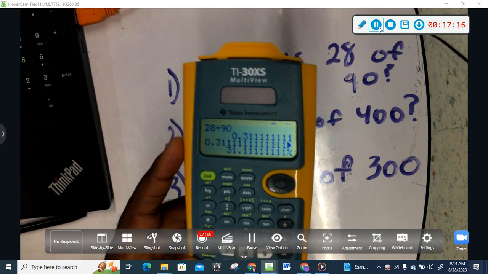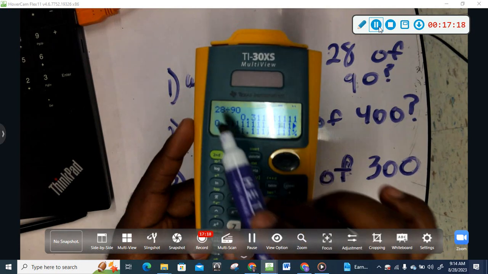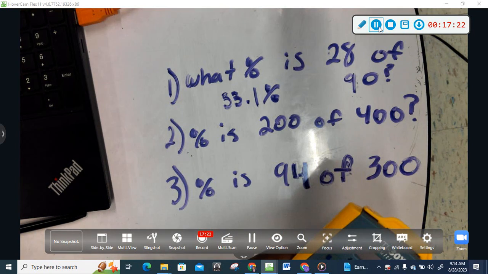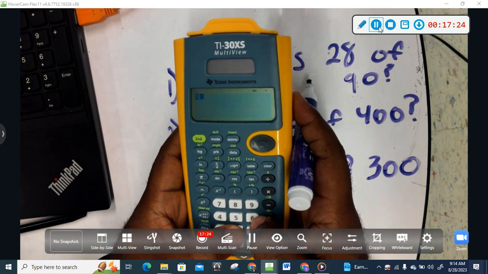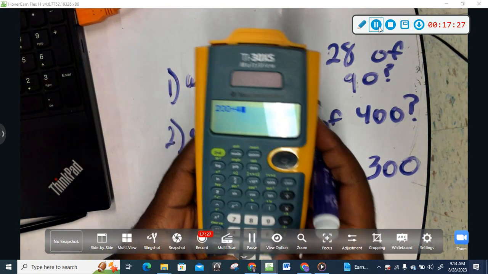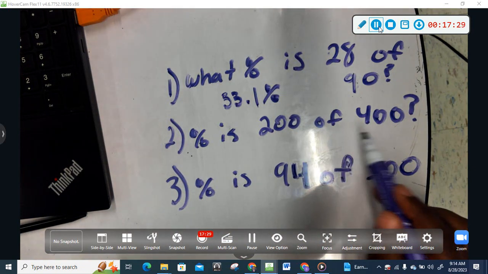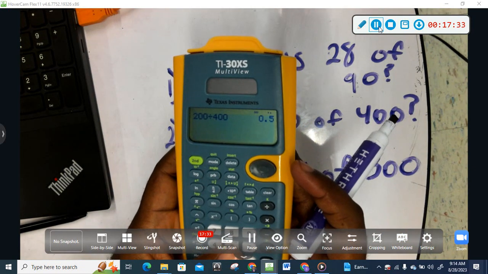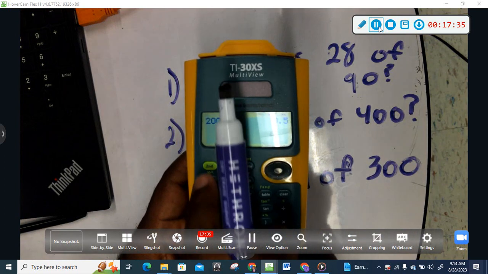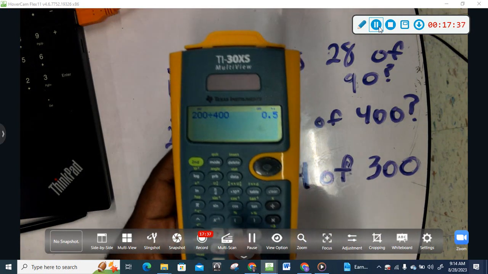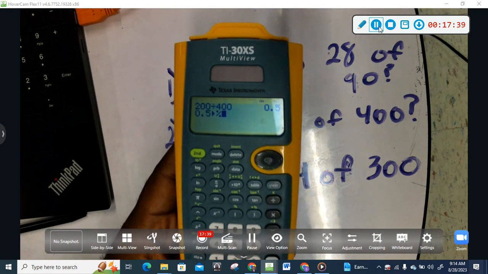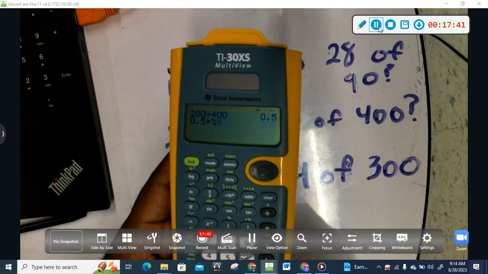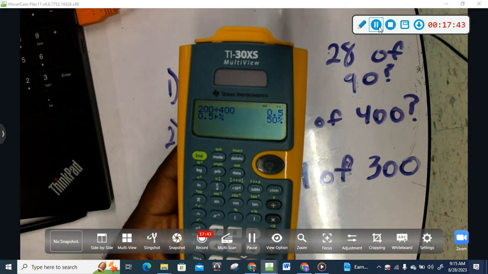Alright. So set it up as a fraction. And then we did second, right parenthesis. Next one. 200 divided by 400, because it says 200 of 400. Hit enter. And then to convert this to a percentage, we hit second, and then the right parentheses to get convert to percentage. 50%.